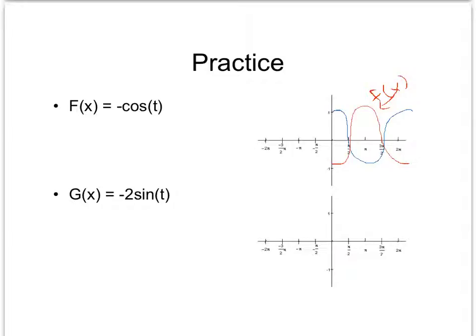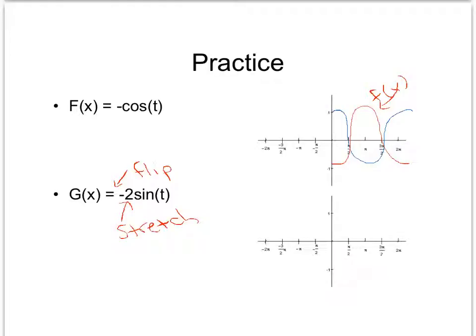Now the next one is a little bit of a combination. It's -2 sine of t. So we're going to do two things here. The 2 is going to stretch it, and the negative is going to flip it. Now, the better you get at these, the more steps you'll be able to do at once. You can do as many steps at once, or as few steps as you want to. Don't feel like you have to do it all in one step if you can't.